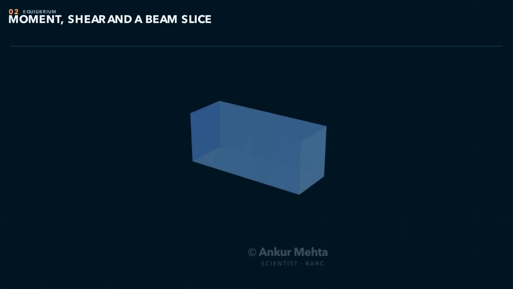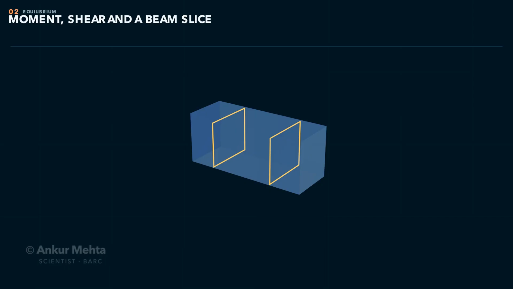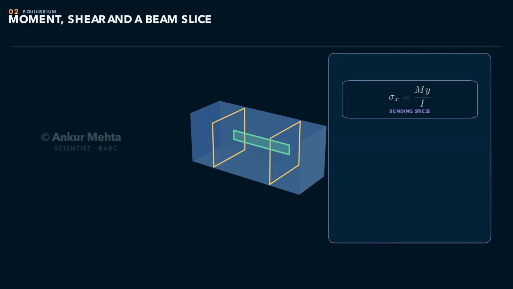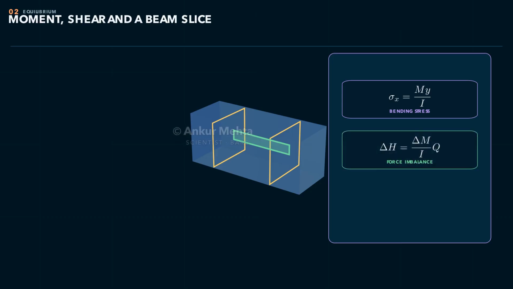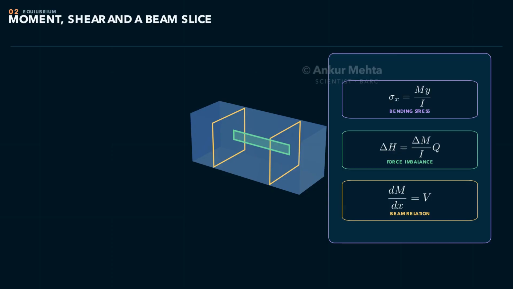Take two nearby cross sections separated by delta x. Their bending moments are M and M plus delta M. Because the bending stress is sigma x equals My over I, the longitudinal stress distribution changes from one face of the slice to the other. Therefore, the resultant longitudinal force in any selected portion of the cross section also changes. That imbalance must be balanced by a horizontal shear force along the cut surface. The differential beam relation is dM by dx equals V, subject to the chosen sign convention. This is the bridge from changing bending moment to transverse shear.